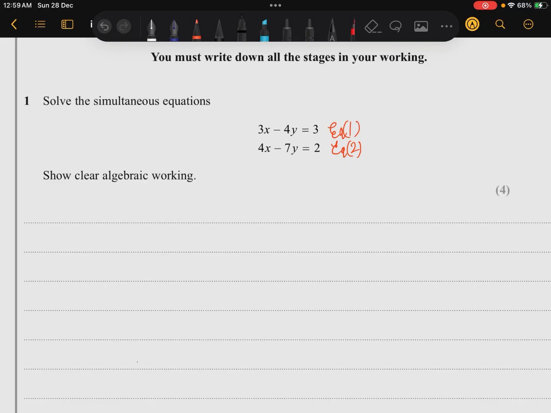Now, simultaneous equations can be solved in particularly two ways. The first one is the substitution method. You can either use the substitution method or you can use the elimination method. Most people prefer substitution over elimination, and also some people do like to use elimination. For this video, I'm going to use the substitution method.